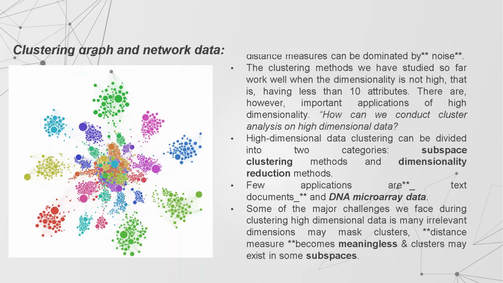High-dimensional data clustering can be divided into 2 categories: subspace clustering methods and dimensionality reduction methods. A few applications are text documents and DNA microarray data. Some of the major challenges we face during clustering of high-dimensional data are that many irrelevant dimensions may mask clusters, distance measures become meaningless, and clusters may exist in some subspaces.